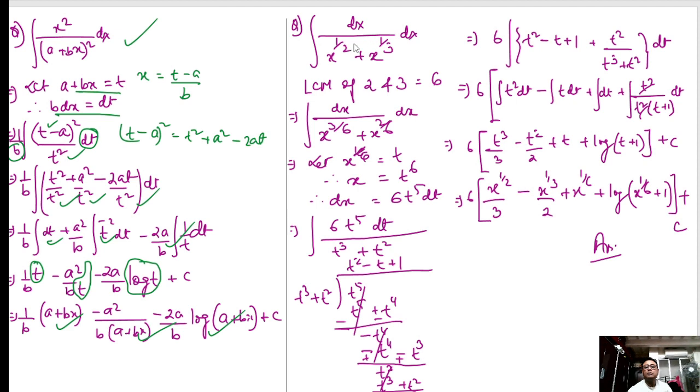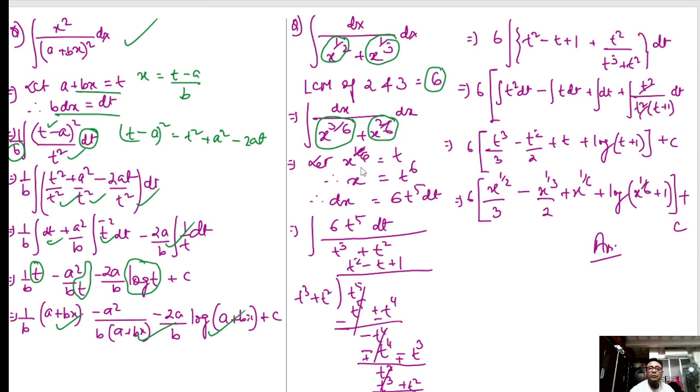Now friends, if I do this, watch this type of sum, very interesting. When the powers are in a fraction, then please take the LCM of 2 and 3, that is 6, and try to make the denominator 6. So this is how we make the denominator 6.